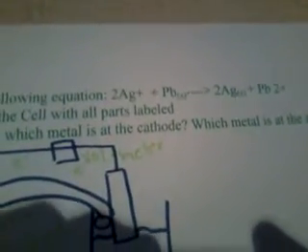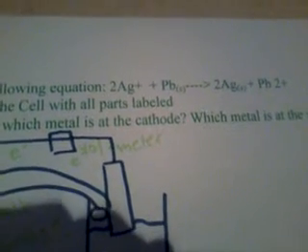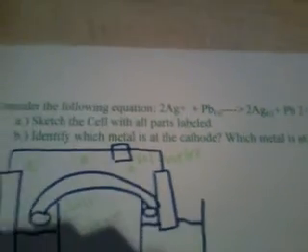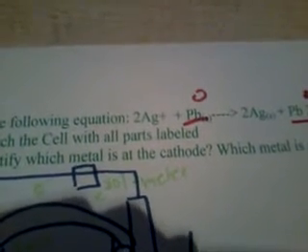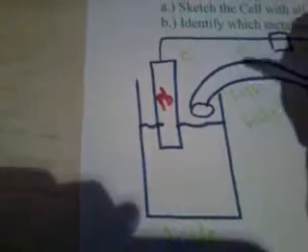So looking back at the equation, oxidation is when something loses electrons, so that means it becomes more positive. If we take a look here, we see that Pb goes from a charge of 0 to a charge of 2+. That means it lost electrons because it became more positive. So therefore, that is our oxidation, so that Pb will be at the anode.